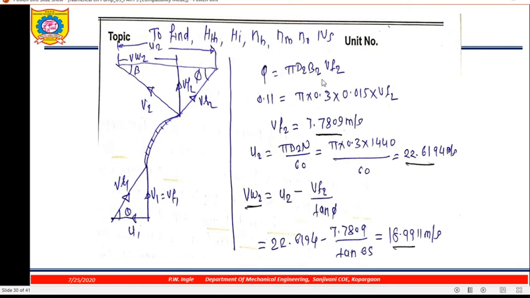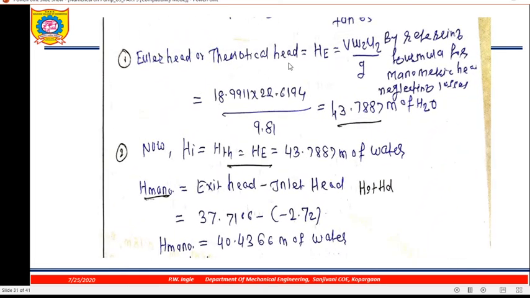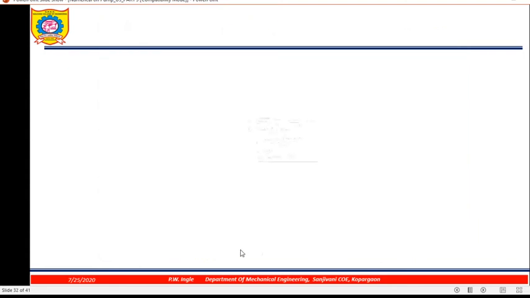So Q is pi d2 Vf2, so you will get Vf2 value, then U2 is pi d2 N by 60, you will get U2 value, then tan phi, by using that you can get VW2 as 18.9911 meter per second. Now Euler head is VW2 U2 by g, that is theoretical head. Now HI is nothing but HTH equal to HE, that is Euler head, theoretical head, it is the same. Then H manometric is exit head minus inlet head, it is very simple. Or addition of two heads, suction head plus delivery head, you will get manometric head.